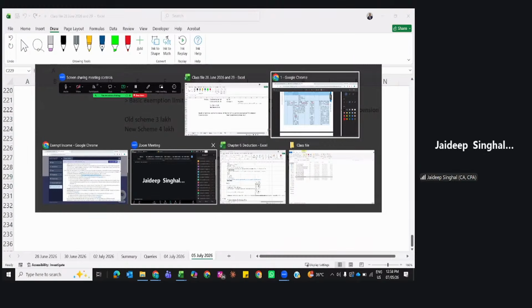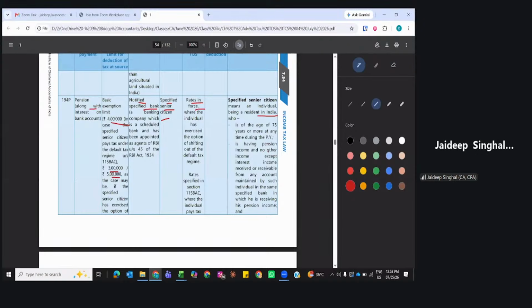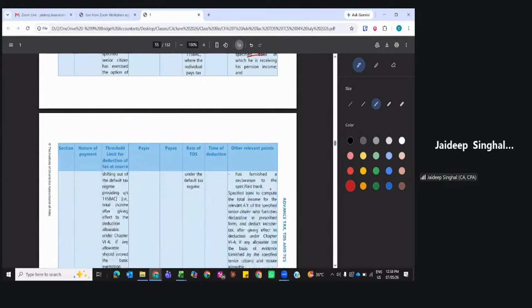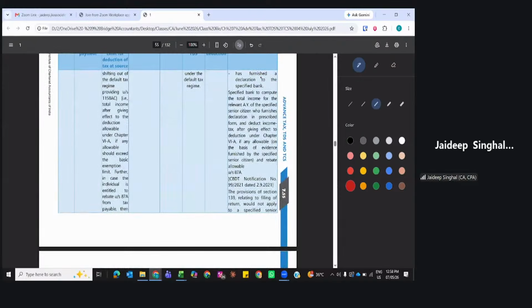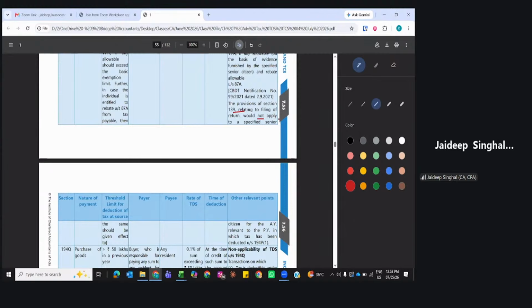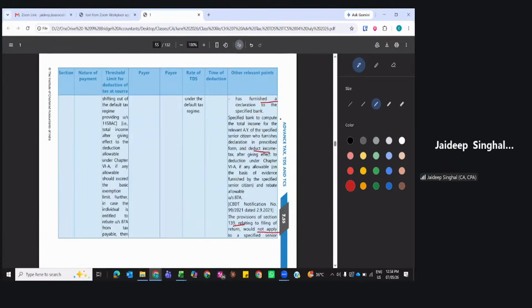If you are 75 or above and you're having pension and no other income except interest income that you've received from the specified bank, then you give declaration to the bank, and in that scenario, entire tax is deducted. Then section 139 would not apply. There is no requirement to file the return of income. Clear?